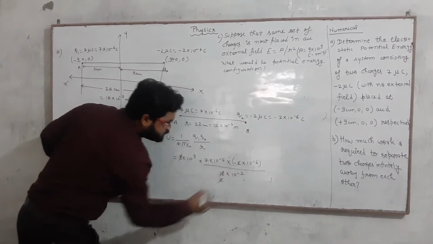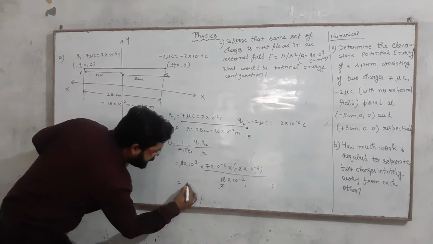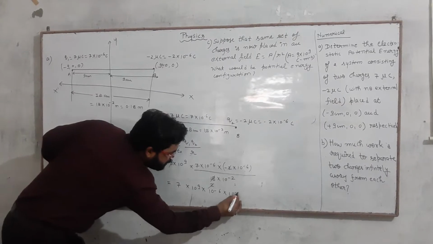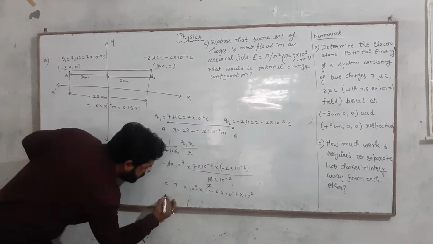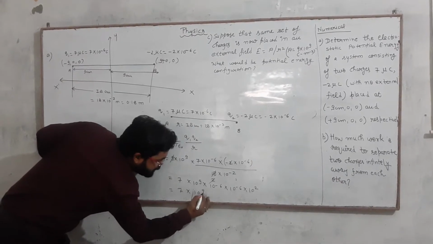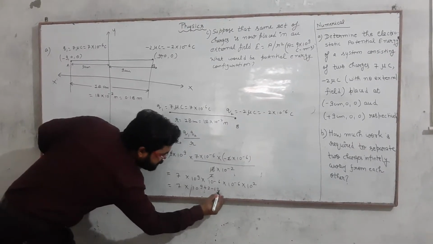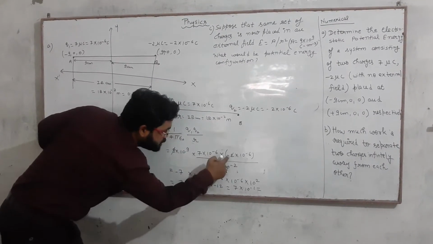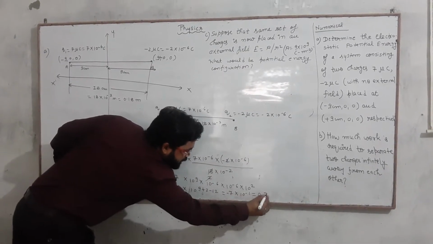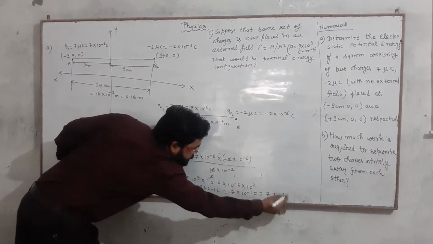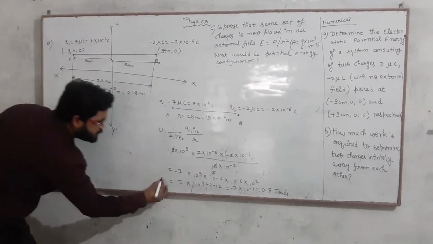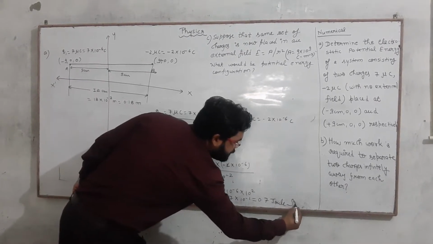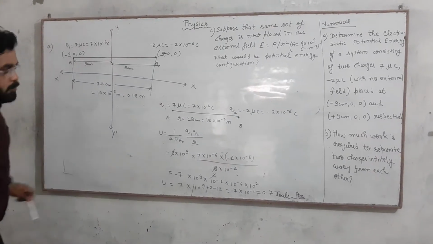9 2s are 18. 2 and 2 cancel. Now it is 7 into 10 to the power 9 into 10 to the power minus 6 into 10 to the power minus 6 into 10 to the power 2. Now 7 into 10 to the power 9 plus 2 minus 12. So it will be 7 into 10 to the power minus 1, and that is in minus because of this minus. So it will be minus 0.7 joule. Fine. So in the first case, potential energy U is equal to minus 0.7 joule. That is the answer. Now we will go with the second part.